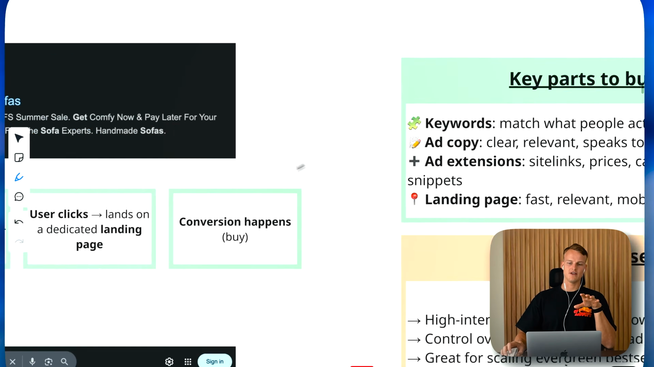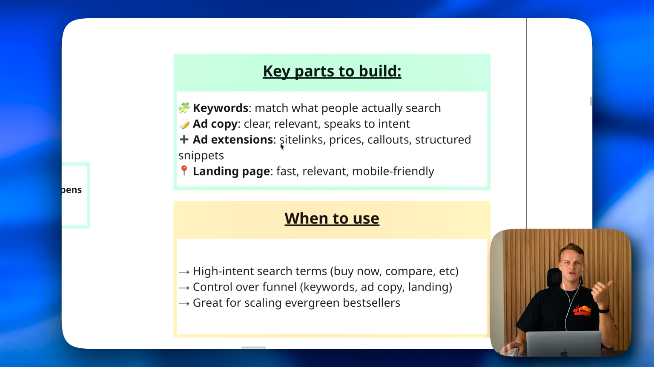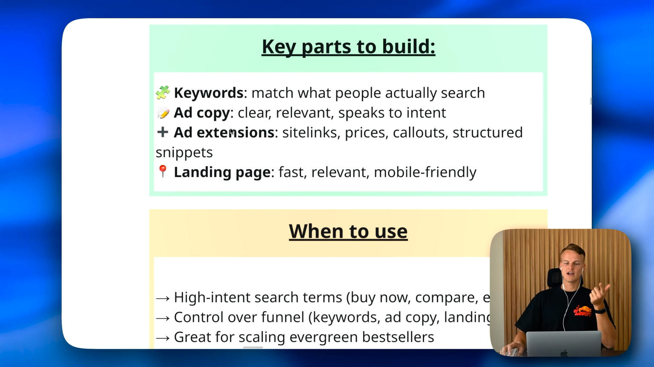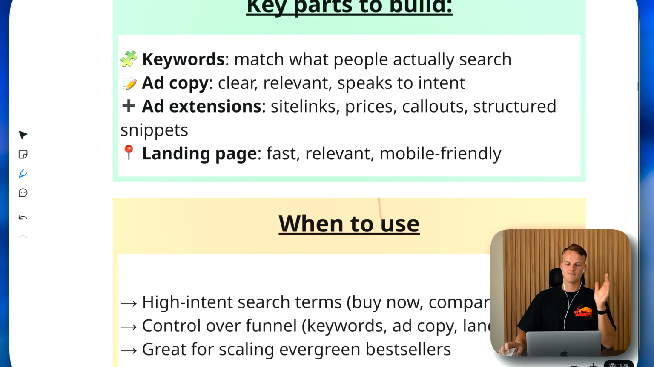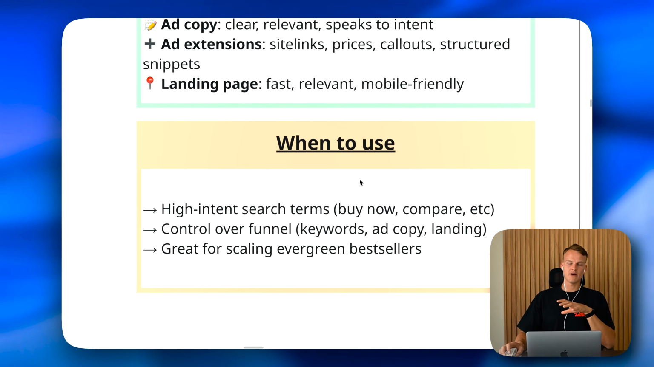So that's search ads. Key parts to build search ads are keywords, obviously, which we already researched in the last step. Then we want to have compelling ad copy, which is clear, relevant, and speaks to intent. Then we want to have ad extensions like site links or prices, callouts, structured snippets. And after that, we need a landing page, a product page, if you will, that is fast, relevant, mobile friendly, and uses all the conversion rate principles that I told you about earlier in the video. You use this with high intent search terms, so buy now, comparing, whatever.